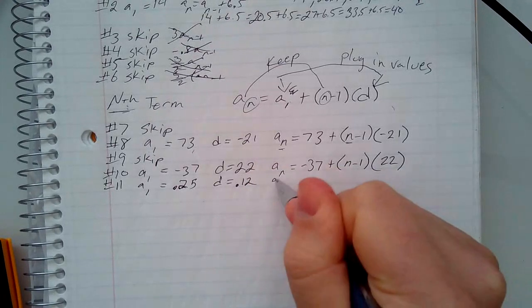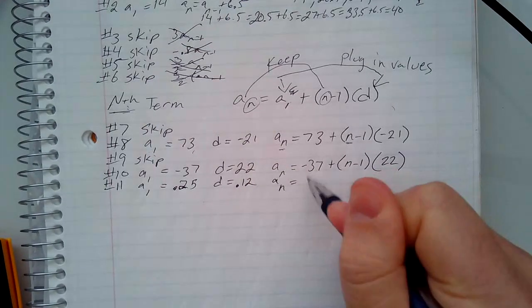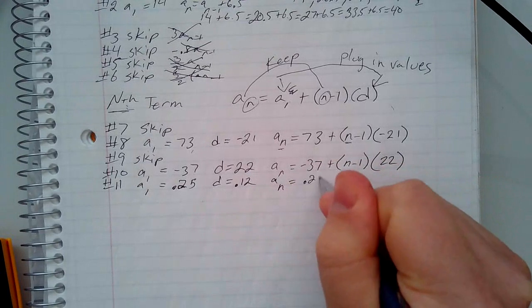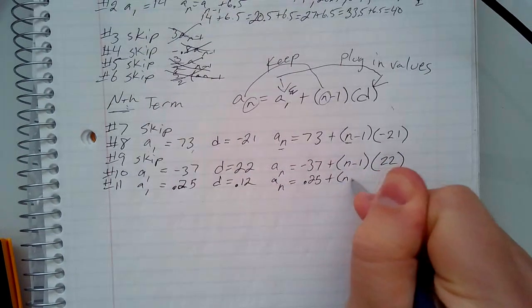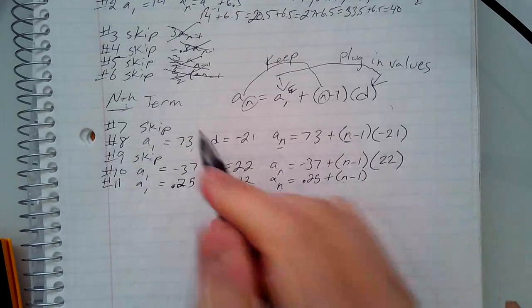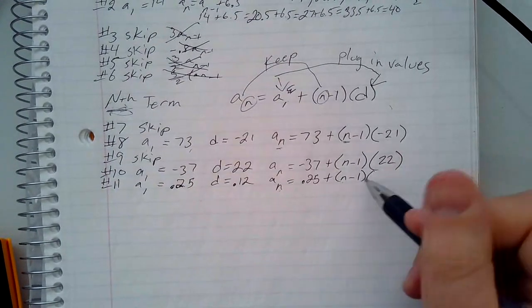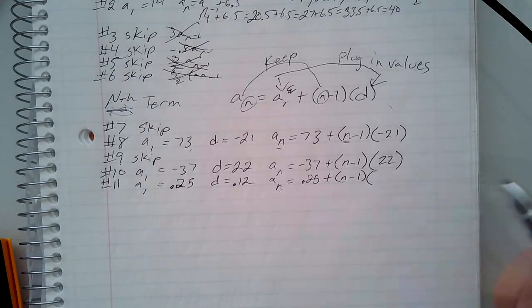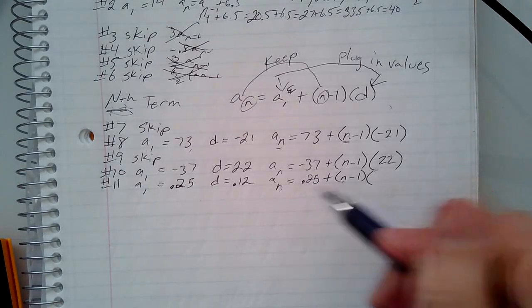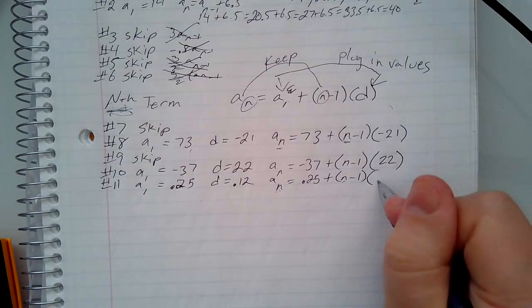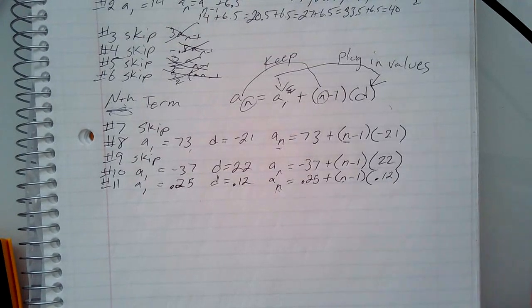So we plug it in. A sub n is equal to our first term, 0.25, plus n minus 1. You remember we're leaving n in there because we're looking for the nth term. If it said 22nd term, we'd put 22 in there. If it said 1000th term, we'd put 1000 in there. And then our common difference is 0.12. Cool. All right, moving on.